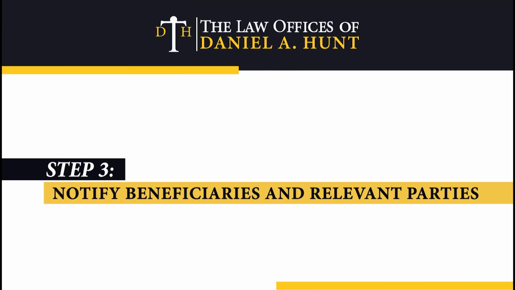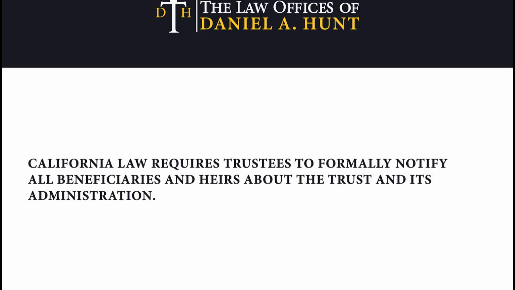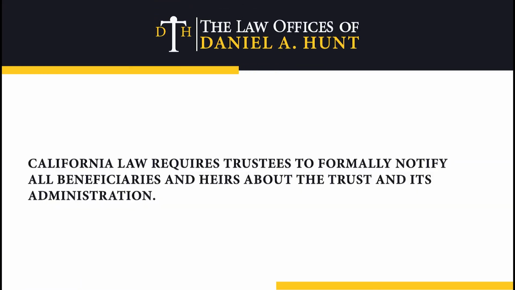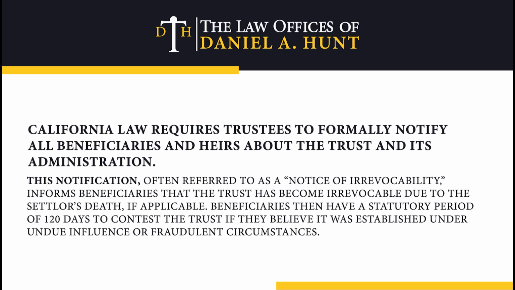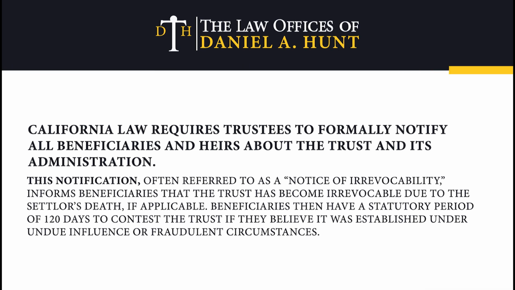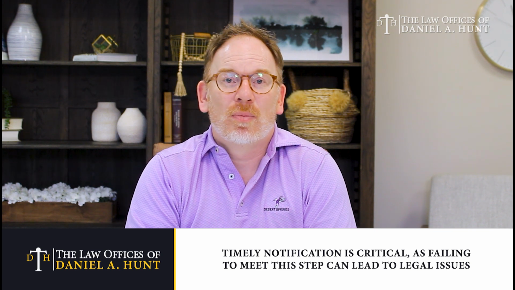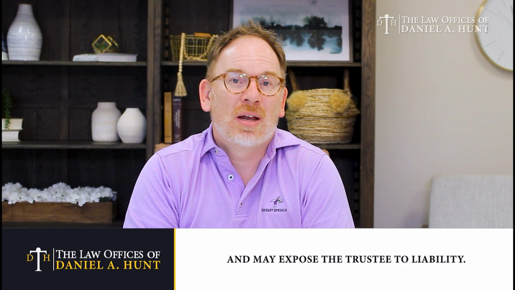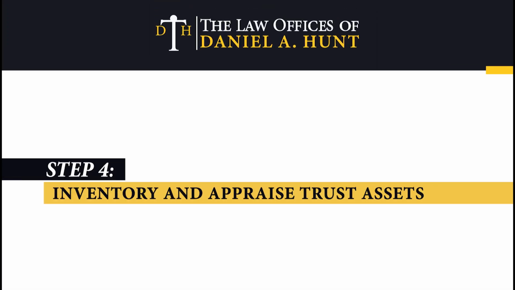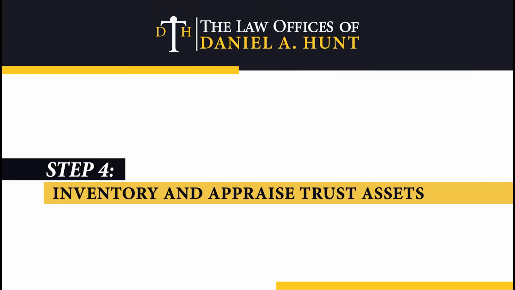Step 3. Notify beneficiaries and relevant parties. California law requires trustees to formally notify all beneficiaries and heirs about the trust and its administration. This notification, often referred to as a notice of irrevocability, informs beneficiaries that the trust has become irrevocable due to the settlor's death, if applicable. Beneficiaries then have a statutory period of 120 days to contest the trust if they believe it was established under undue influence or fraudulent circumstances. Timely notification is critical, as failing to meet this step can lead to legal issues and may expose the trustee to liability.